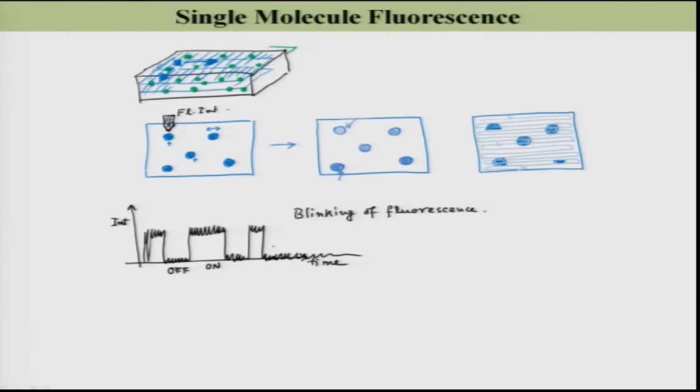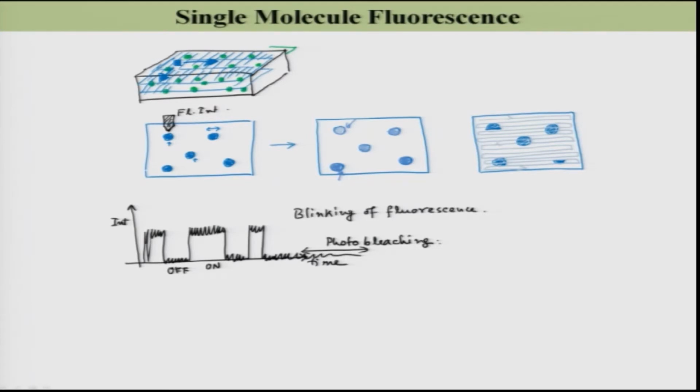But if you keep on exciting the molecule many times, then the molecule may be destroyed, and it is a very common feature, and after this point the molecule will never come back to give you fluorescence. That means the molecule is destroyed, and this is called photobleaching. Okay, so these are the typical behaviors of molecular fluorescence, but for single molecule fluorescence.